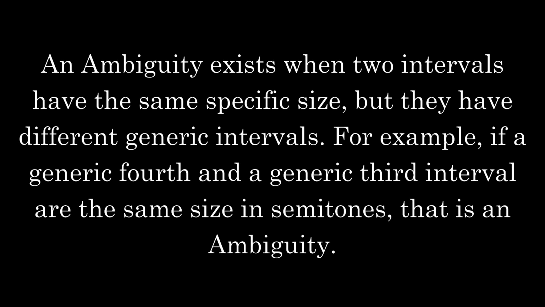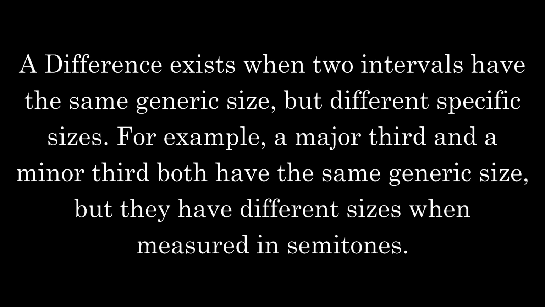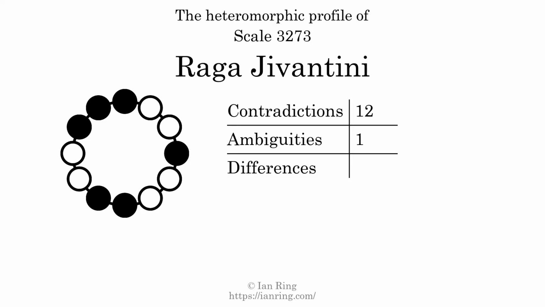An ambiguity exists when 2 intervals have the same specific size, but they have different generic intervals. For example, if a generic fourth and a generic third interval are the same size in semitones, that is an ambiguity. The number of ambiguities in this scale is 1. A difference exists when 2 intervals have the same generic size, but different specific sizes. For example, a major third and a minor third both have the same generic size, but they have different sizes when measured in semitones. The number of differences in this scale is 45.